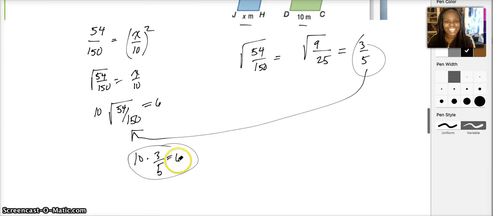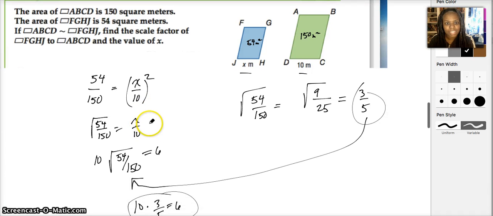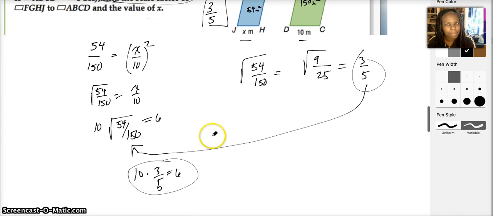All right, so I get 6 as the value of x, and since 6 is the value of x, the scale factor, which is what they asked me for in the beginning, is going to be half of that, 3 over 5, which came up last time, which is here. So the scale factor is 3 over 5. Does that make sense, everybody?